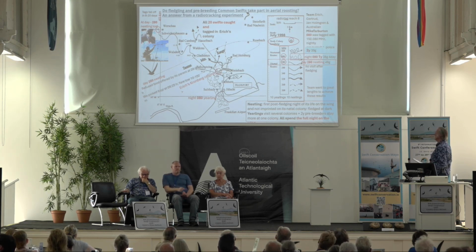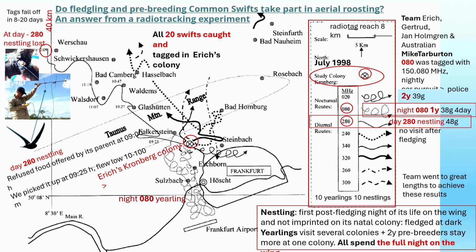And the outcome was the nestling's first post-fledged night of its life on the wing, and not imprinted on its natural colony. It fledged at dark. Yearlings visit several colonies, and second year pre-breeders stay more at one colony. So all spend the full night on the wing.